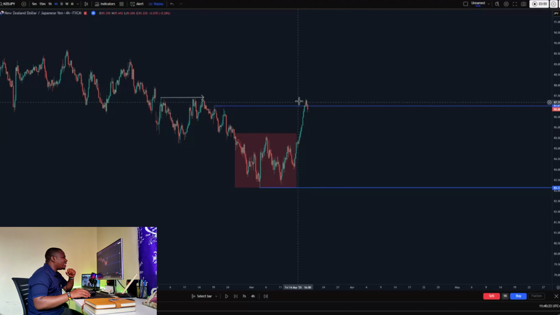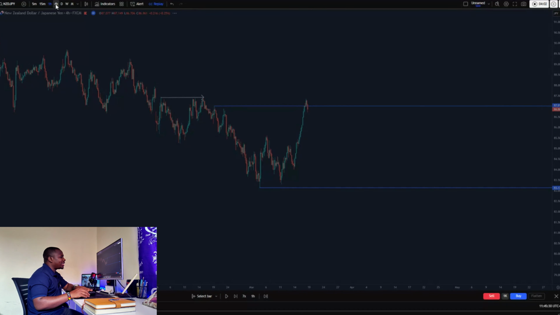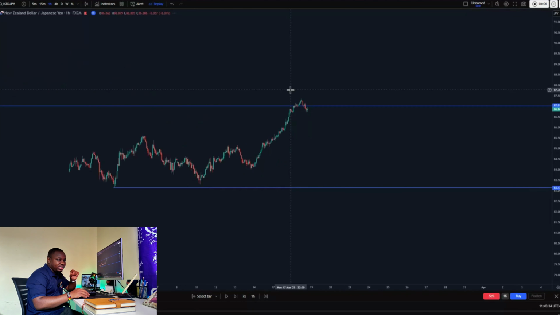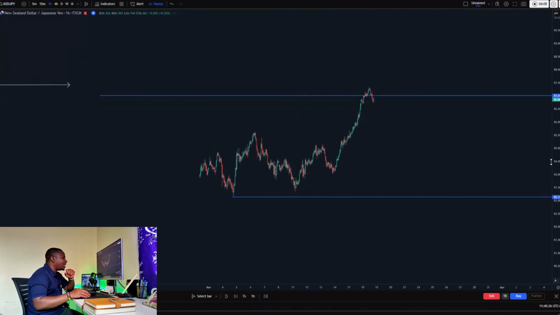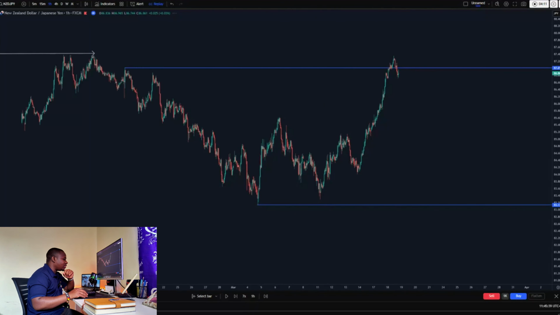And now there are two things that we are looking at here: either the market pushes to the upside or the market pushes to the downside. Why? It's because of the clue that we have seen from the H1 time frame. Now, what's the H1 time frame telling us? Just to put an arrow there so that you can see and understand.